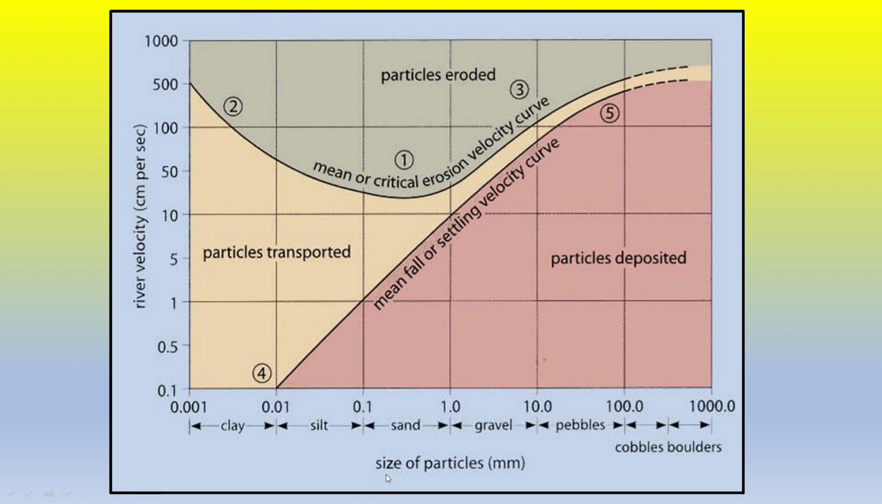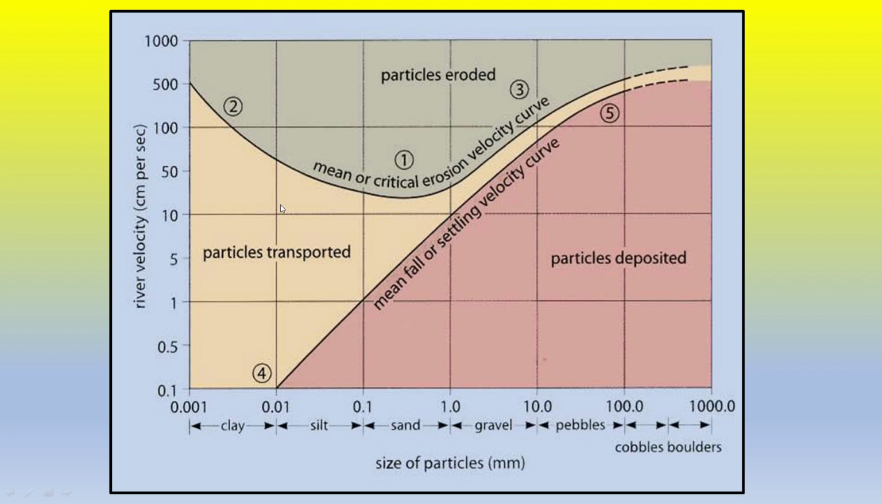Its x-axis is size of the particle and y-axis is river velocity, given in centimeter per second. Okay, and this is the erosional zone, this is transported and this is deposited. This line is the mean or critical erosion velocity curve. Above it particles are eroded and below it particles are transported, and this is the mean fall or settling velocity curve. Above it particles are transported, below it particles are deposited.